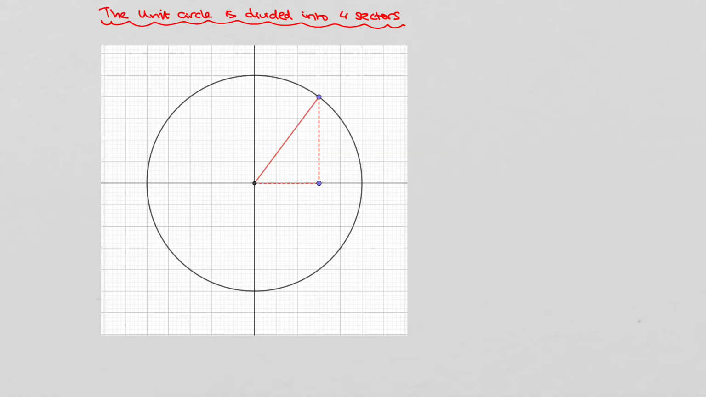So if we look at the unit circle, we can see it's clearly divided into 4 sectors, where the first sector goes from 0 degrees to 90 degrees, and we call this the first quadrant.